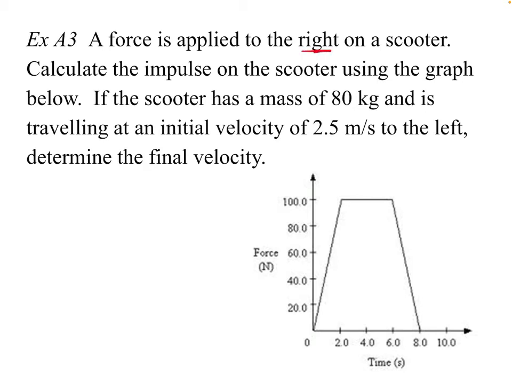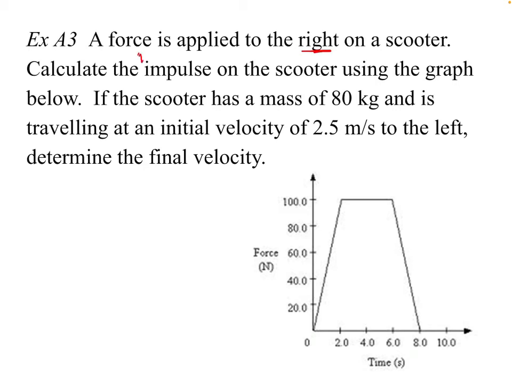Okay, that's probably going to be important because we do want directions. So if a force is applied to the right, we know our impulse is to the right. Calculate the impulse on the scooter using the graph below. If the scooter has a mass of 80 kilograms and is traveling at an initial velocity of 2.5 meters per second to the left, determine the final velocity.